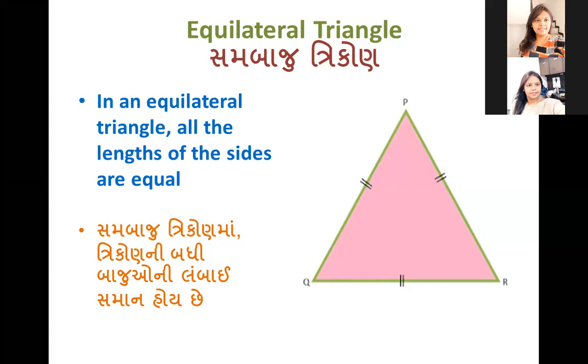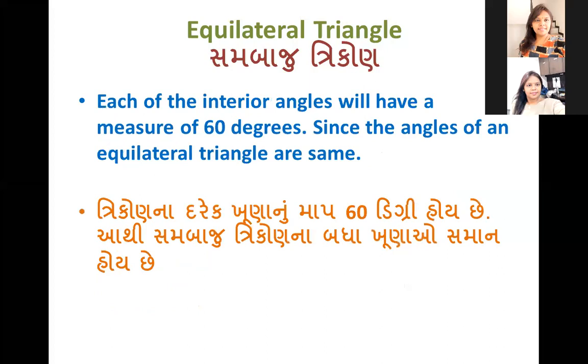A triangle whose all sides are equal is known as an equilateral triangle. Now moving on to some properties. If you have an equilateral triangle, whose all angles are 30 degrees. All angles are the same.